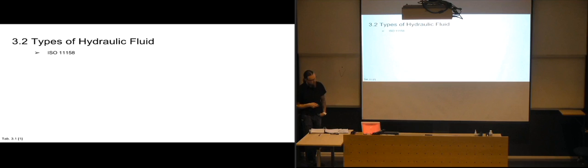And then we usually designate the fluids with different letters to identify the active ingredients, and those letters are given by ISO 6743. There's no need to really memorize these ISOs because they are written in the book, so just know that there are particular standards that are doing this, and then if you need it for a task or in the exam or anything, you can look it up.